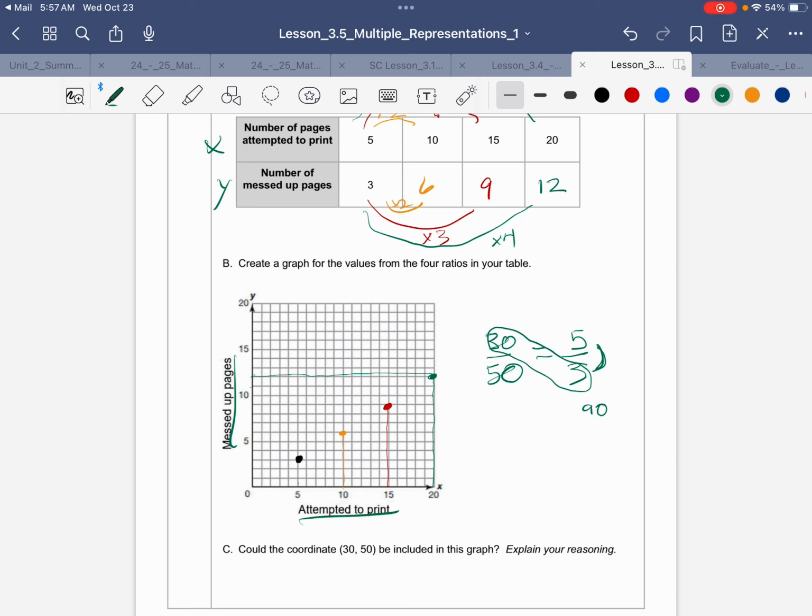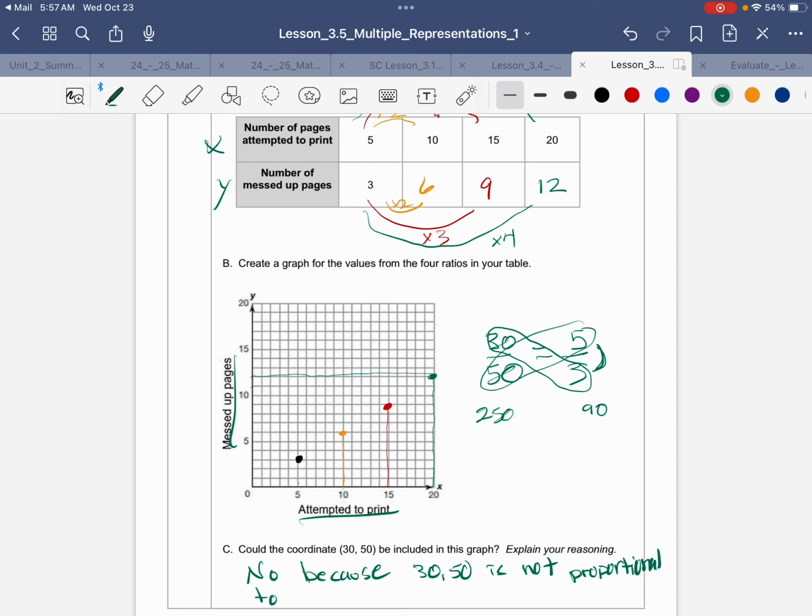So no, because 30, 50 is not proportional to our other points.